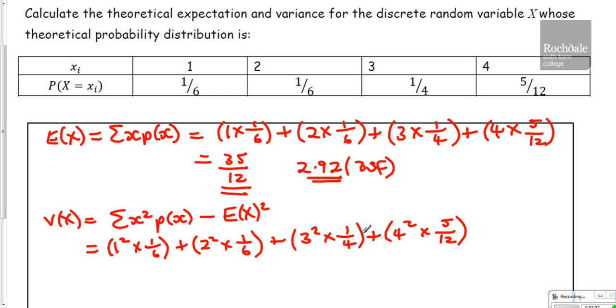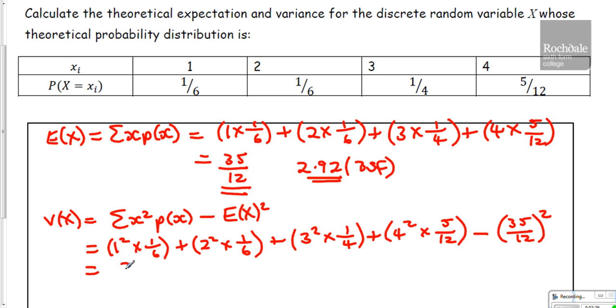Once you've done all of that, which is this first part of the formula, you then take away the mean squared, and this is why I wanted to keep the exact value. So you then subtract the mean squared. Pause the video and have a go at that on your calculator. Make sure you can get the correct answer.